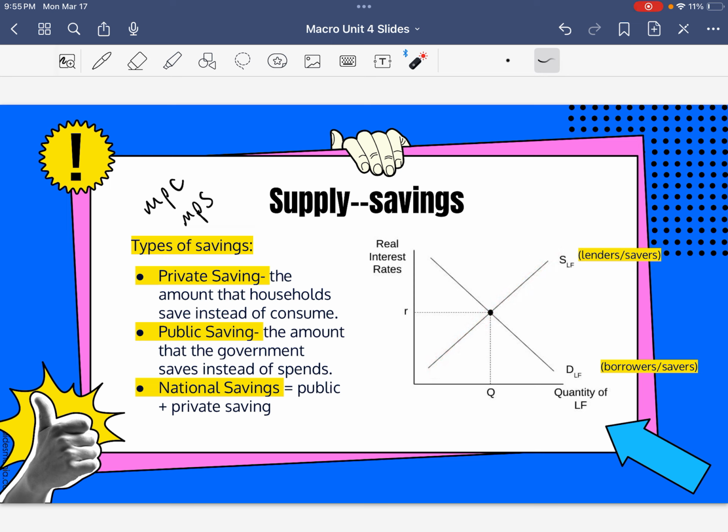So sometimes you might see the word national savings on the AP exam, probably in multiple choice. National savings means exactly what I just said. Regular people plus the government saving money in a bank instead of spending it. The word public means like government. The word private means regular people and regular businesses. So businesses and people saving their money in a bank equals national savings. Okay.